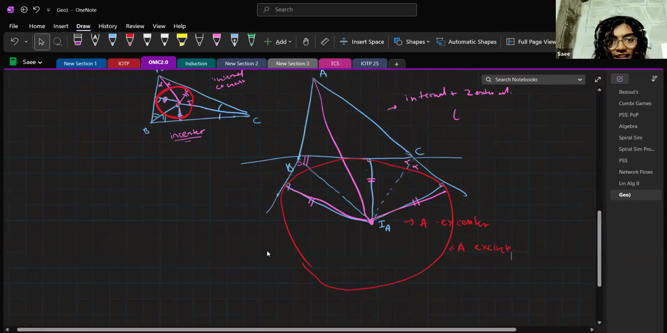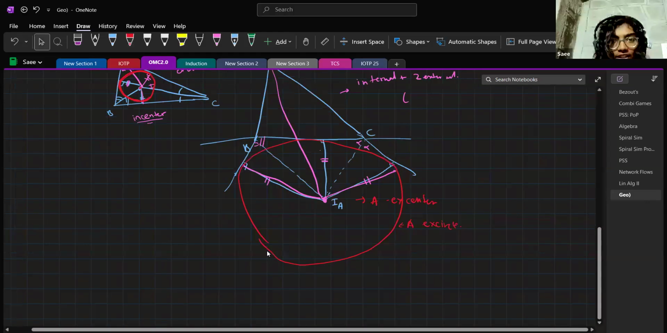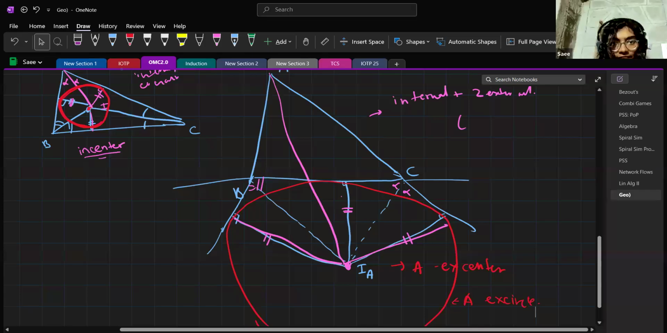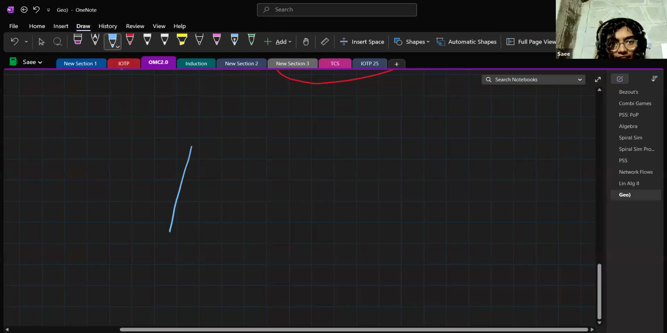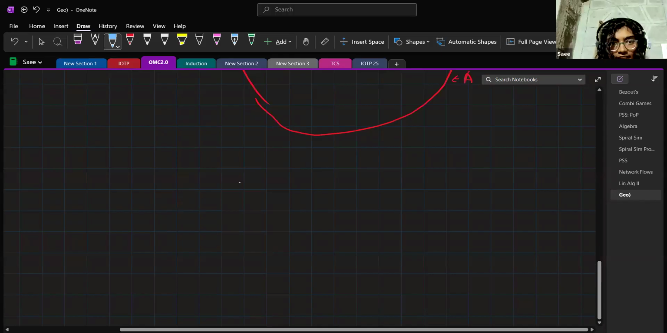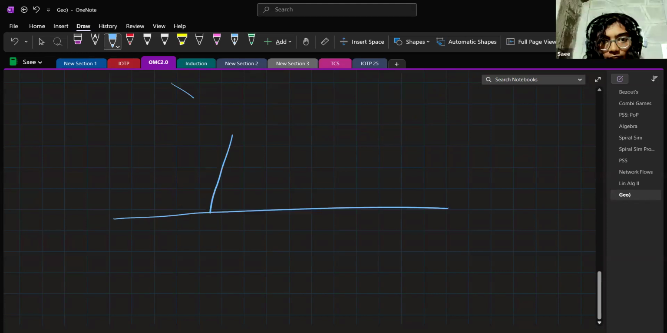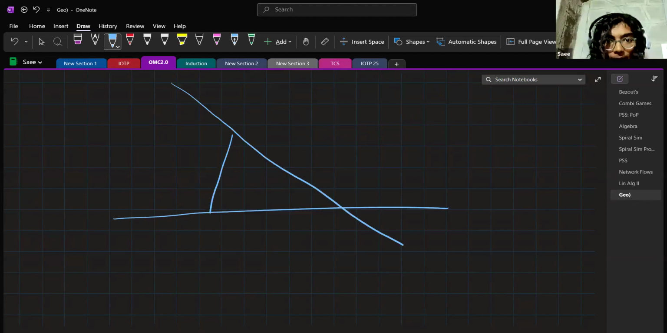Let's try to actually solve some problems now. What are some things? Can we relate the incenter and the excenter? Let's try to look at that. Let's try to make it all in one diagram. Please bear with my beautiful drawing skills.